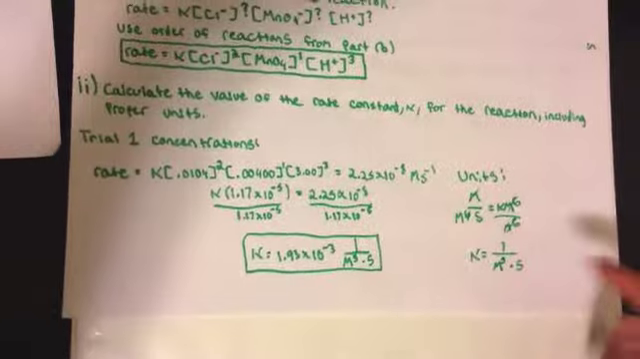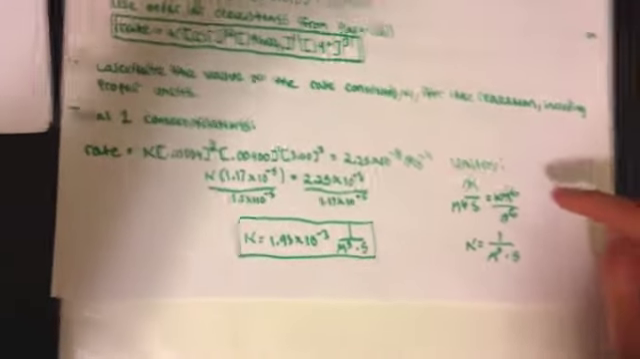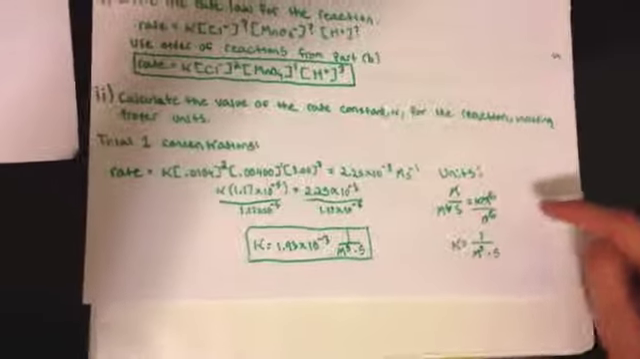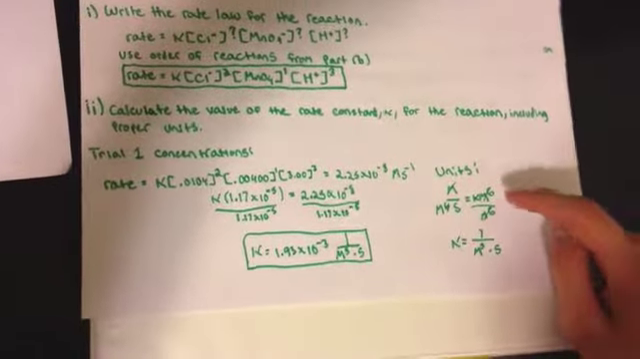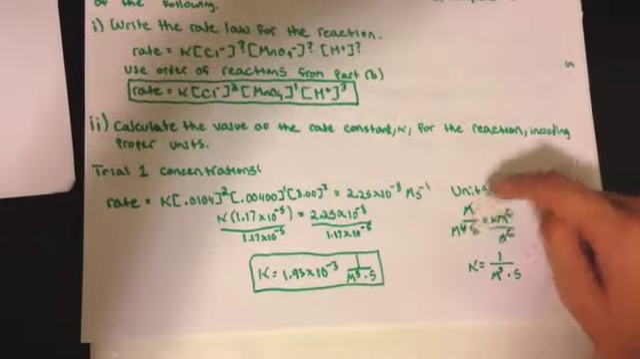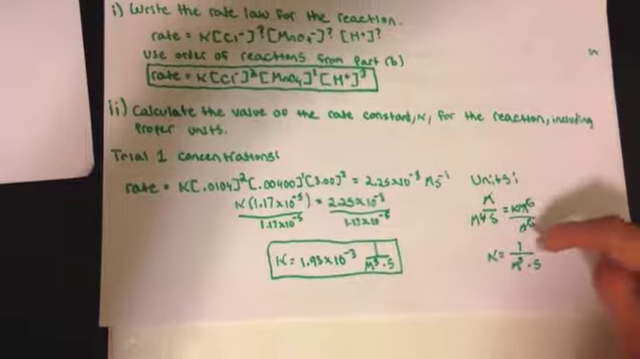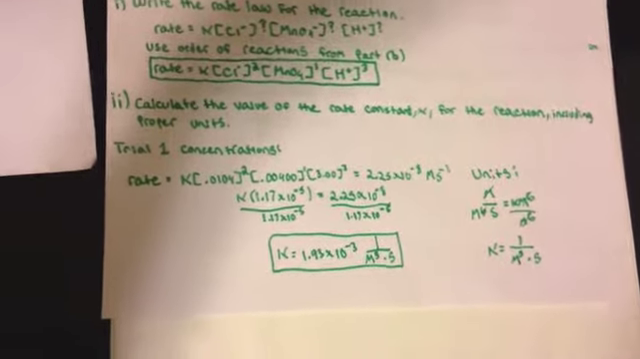The way I got the units is I set molarity over seconds is equal to k times molarity to the sixth power. So I divided by molarity to the sixth power on this side, and you cross out the molarities here. So you get k is equal to 1 over the molarity to the fifth power times seconds.